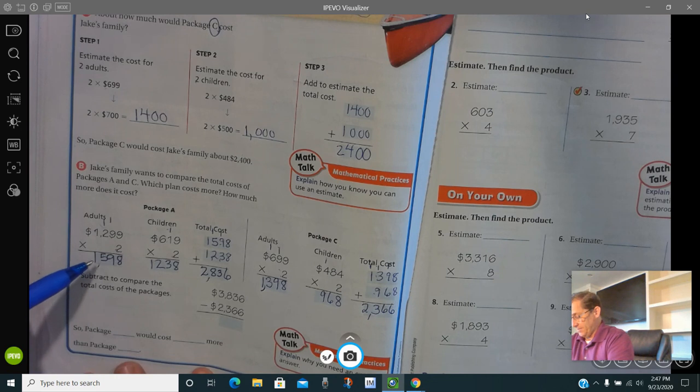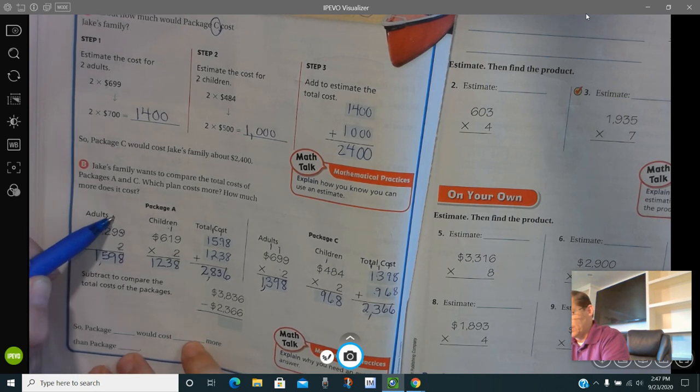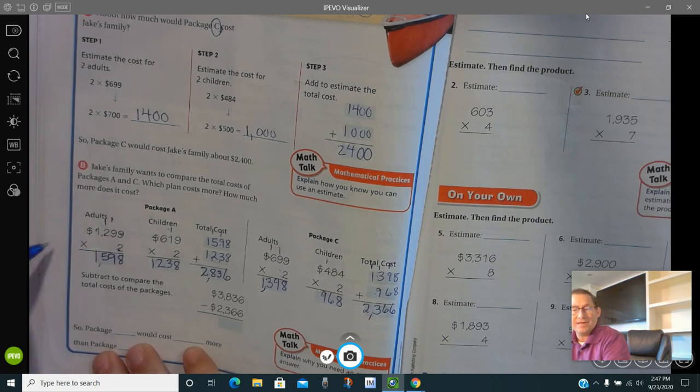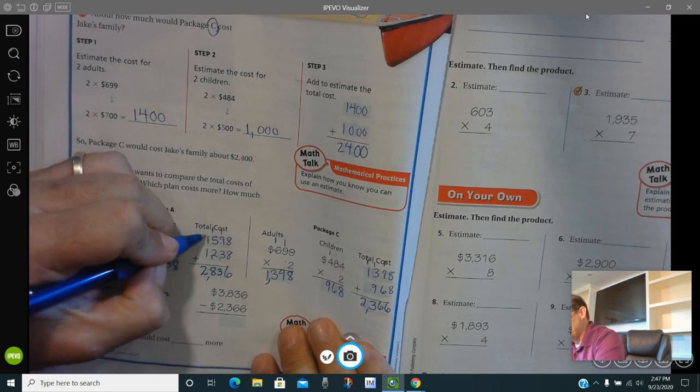Let's look at the adults here. 2 times 9 was 18. 2 times 9, 18, plus the regroup 10, 19 tens. 2 sets of 200 is 400, plus one more is 500. But 2 times 1 is not 1. 2 times 1 is 2,000. So that's going to change this answer.